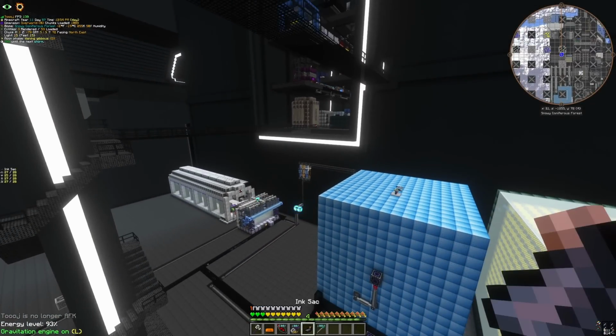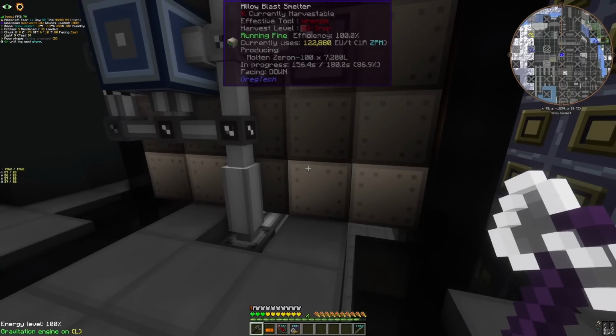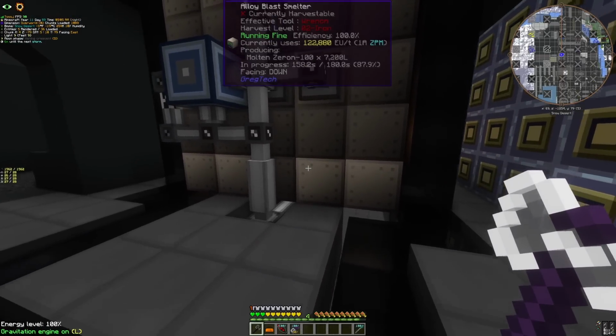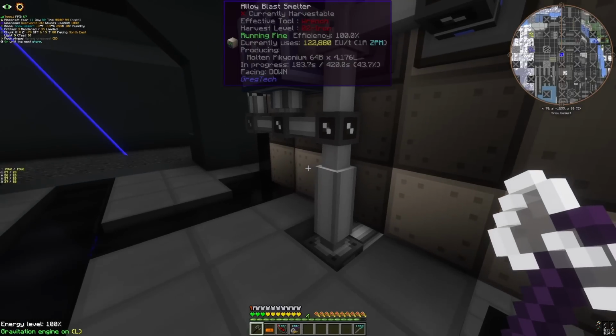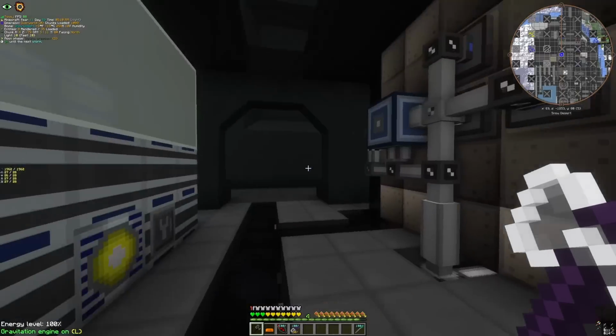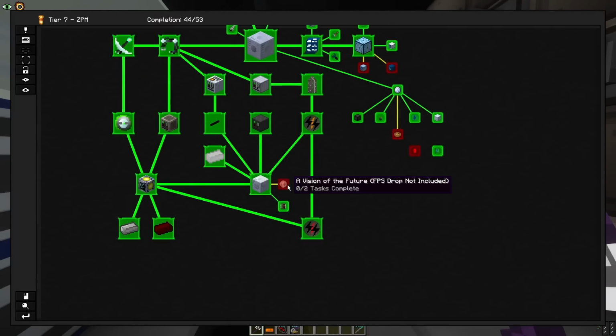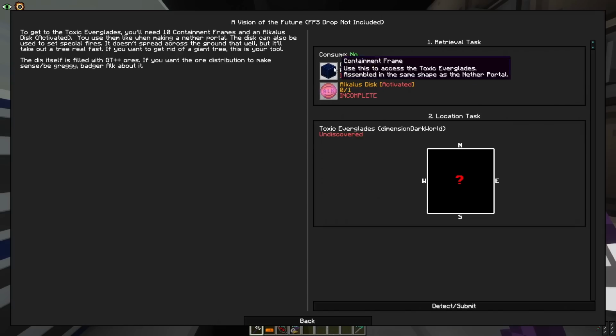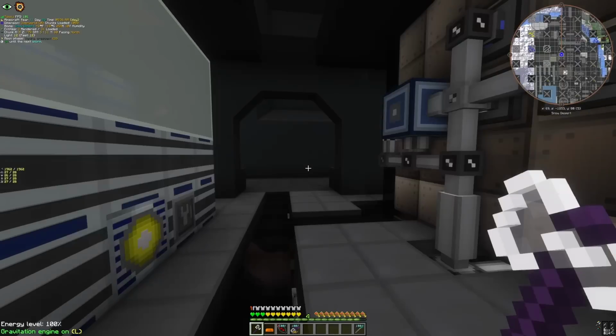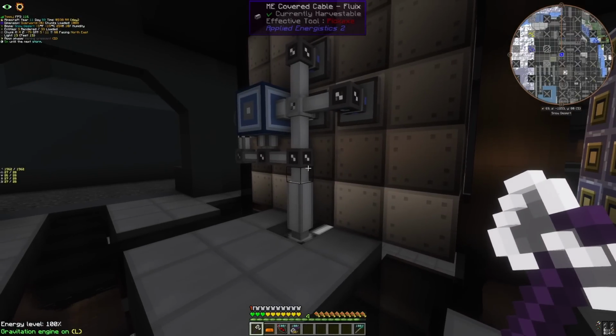Alright, back to crafting. Also, dude, I need to make a mega alloy blast melter. This thing is so painfully slow at this point. It's the worst. Also, I didn't mention it before in my to-do list, but I'm just going to work on this right now. I am first going to go to the toxic Everglades, get this done. Then I'll do the fusion control computer, and then we'll continue with my plan.